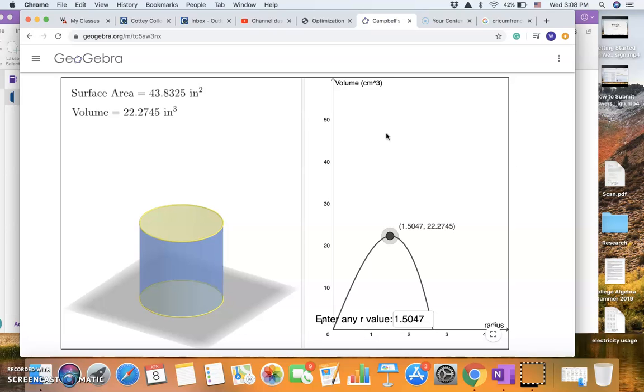According to this graph, if we want the volume to be the biggest, if we want the cylinder to be able to contain as much water as possible, we should choose the radius to be around 1.50. So the maximum amount of water the cylinder can contain is about 22.27.